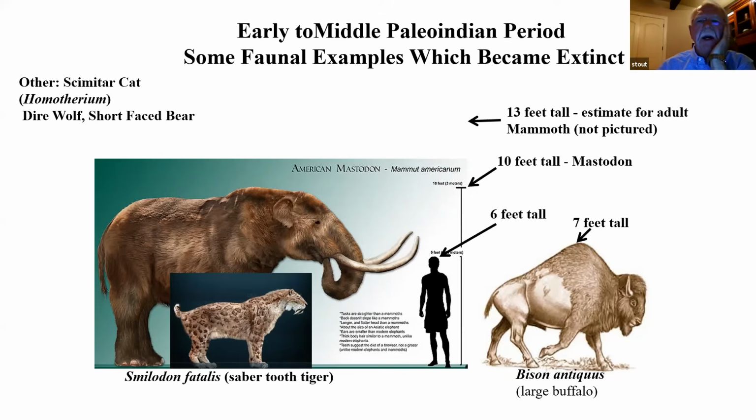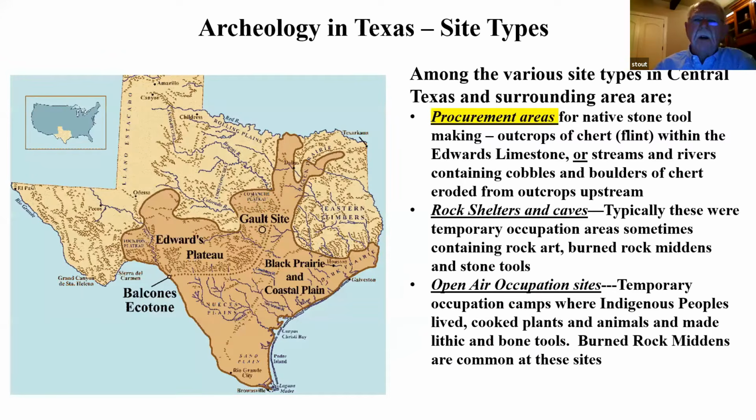Let's talk about general site types out here. The first one are what are called procurement areas. These ancient peoples had a Stone Age culture. Stone was the steel of their time. It was what they made weapons out of. It's what they used for tools, etc.